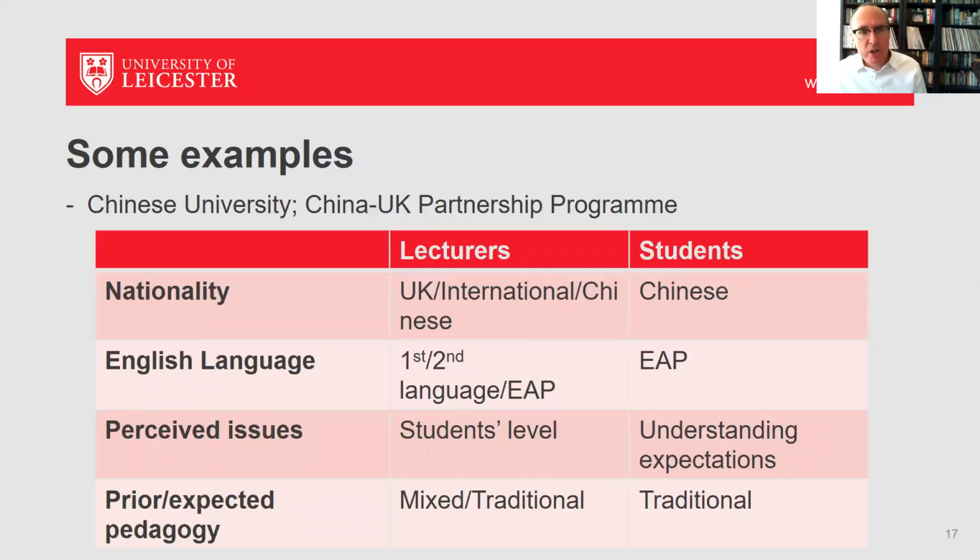The first one is a Chinese university which has a China-UK partnership program. So within their general campus in China, there's a nice building with its own logo for the partnership. And the lecturers, you've got a flying faculty that comes out to deliver programs. So they are UK or international, and therefore their English language usage is either first language or second language. The students are all Chinese, and they have limited opportunities to use English in contexts other than the academic context. So they really are just EAP in what they use their English for.